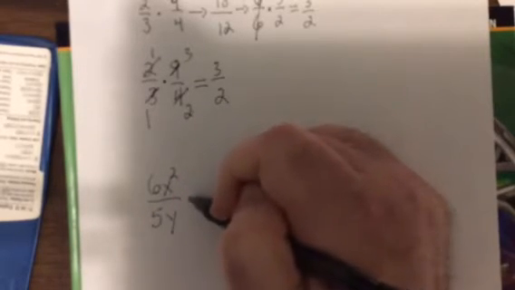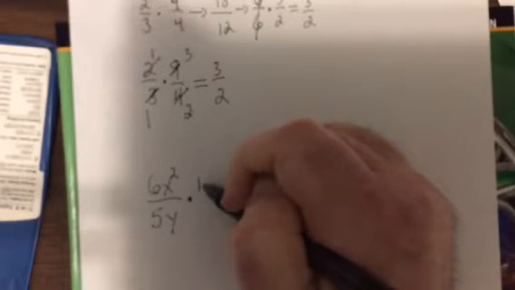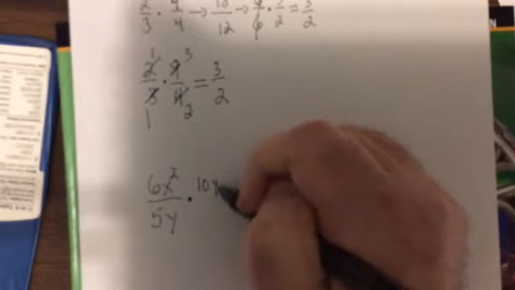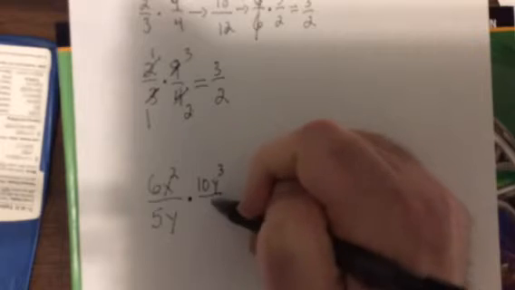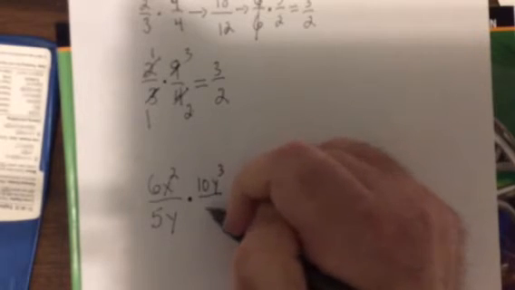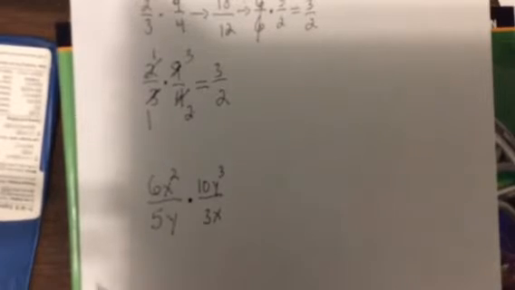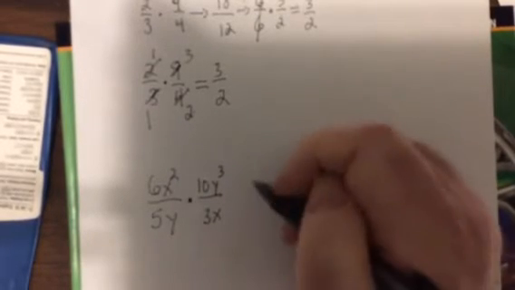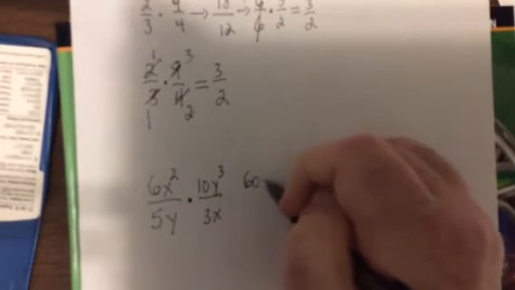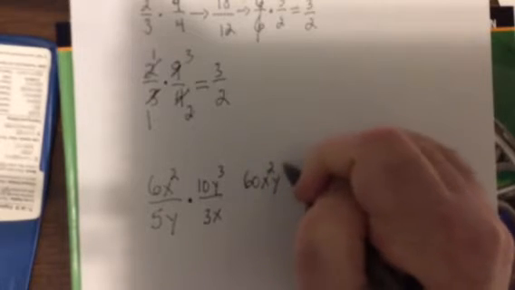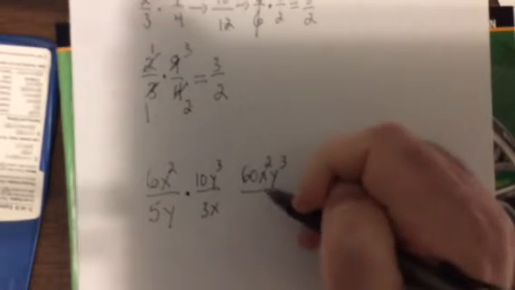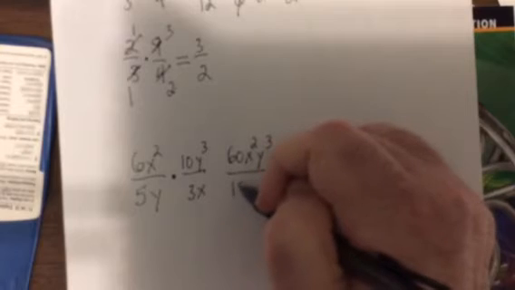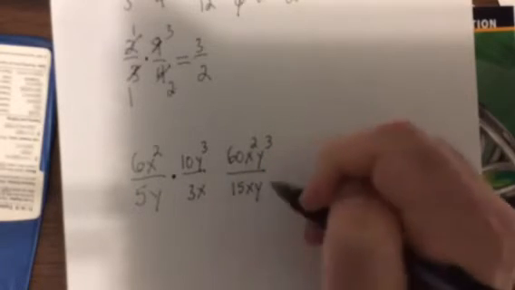So if I have 6x squared over 5y, and I want to multiply that to 10y cubed divided by 3x, well, you could multiply straight across. That would be 60x squared y cubed divided by 15xy.